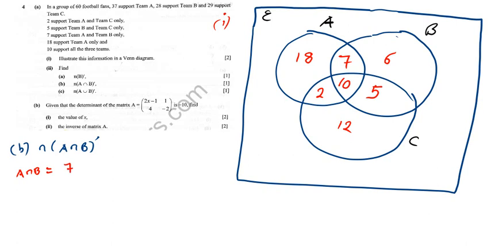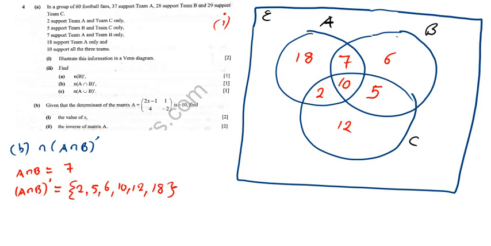So now finding A intersection B complement. This simply means that from our total set here, we exclude a 7, because a complement means we're excluding a number which is in A intersection B. So excluding a 7, we remain with 2, 5, 6, 10, 12, 18. So that's our A intersection B complement.